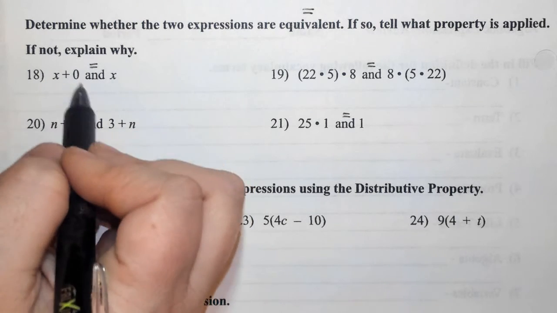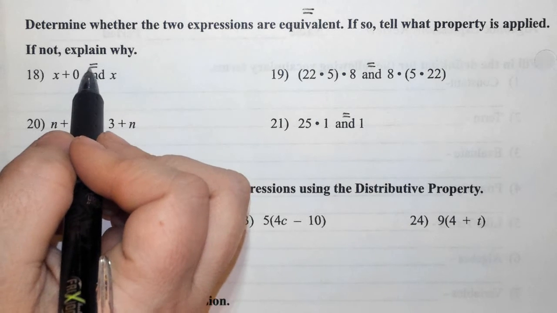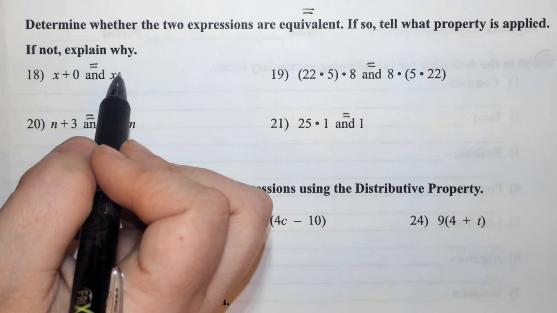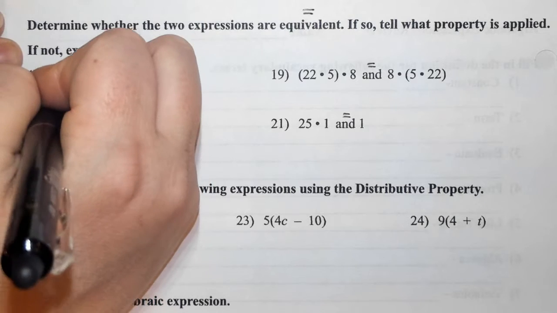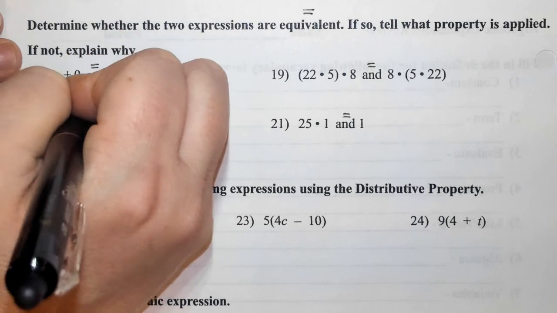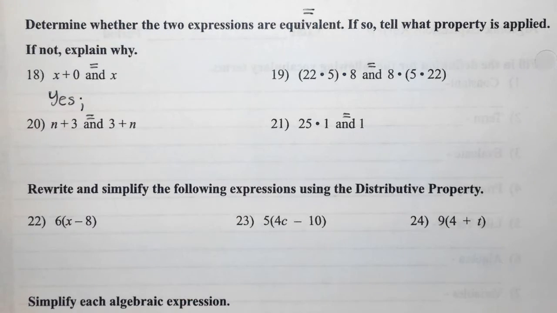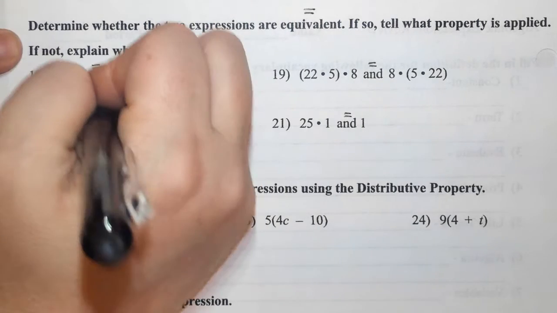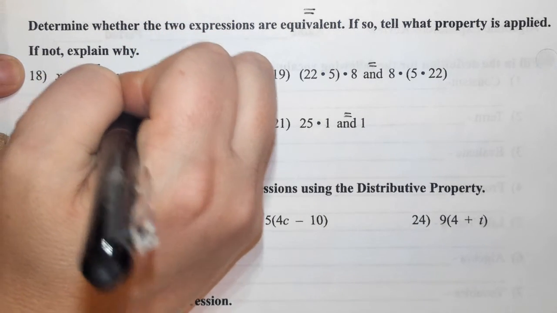So on number 1, x plus 0, is it equal to x? Yes? Raise your hand if you can tell me what property they used here. What property? Mason? Identity of addition. Identity of addition.